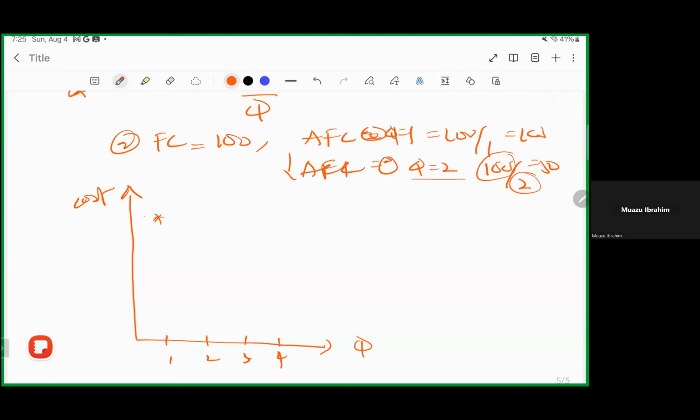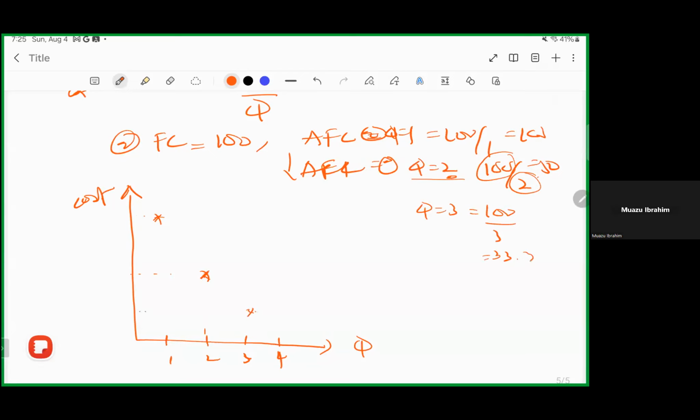So let's say output 2 is 50. If output is equal to 3, then the average fixed cost will be what? 100 divided by 3, which will be 33.33.